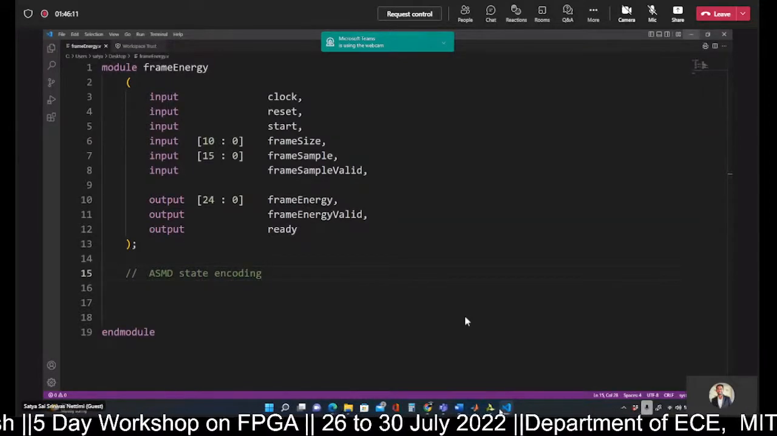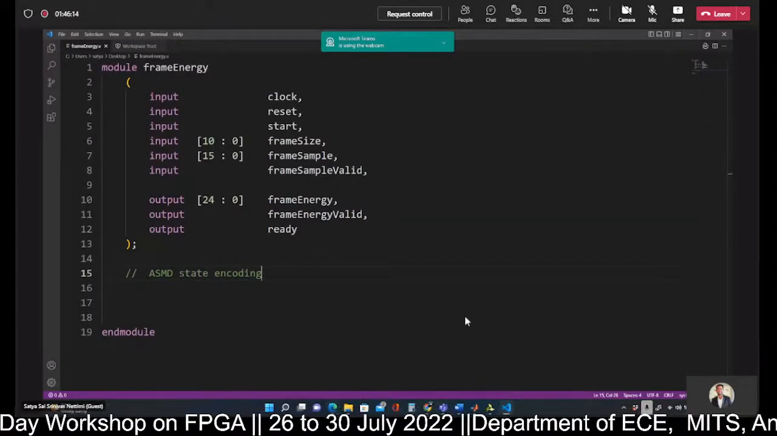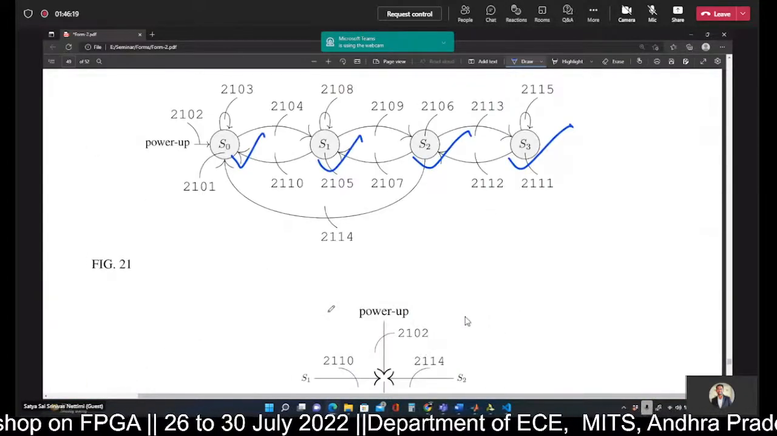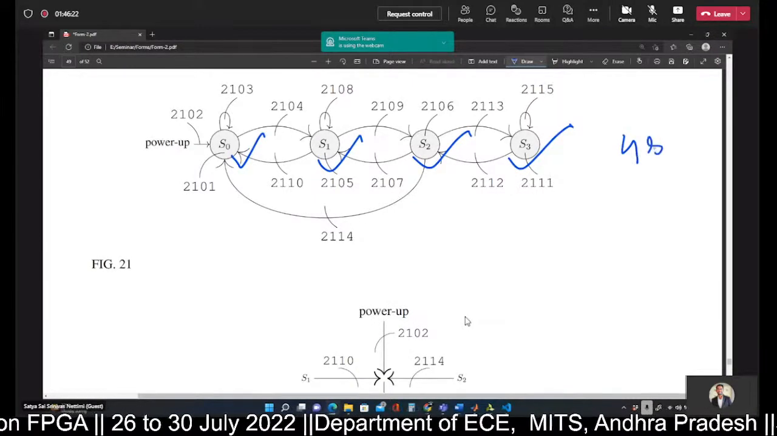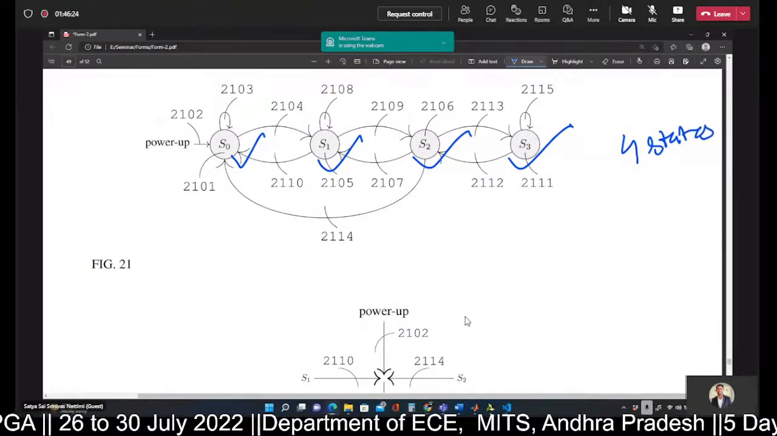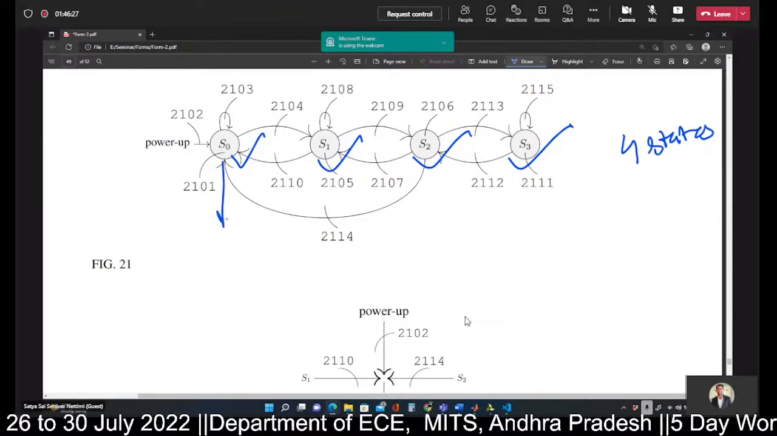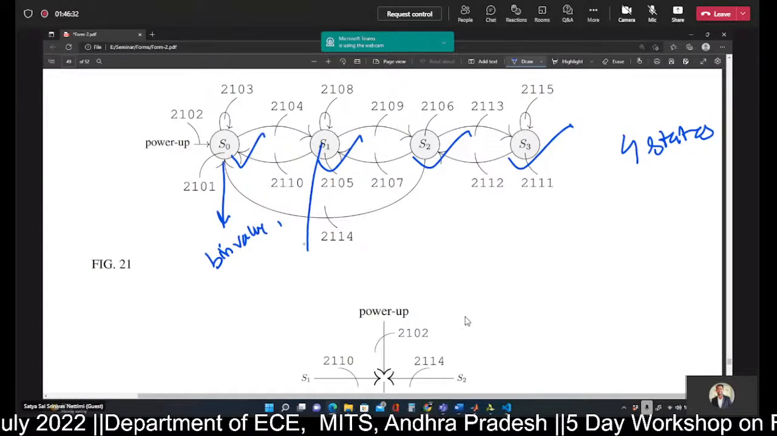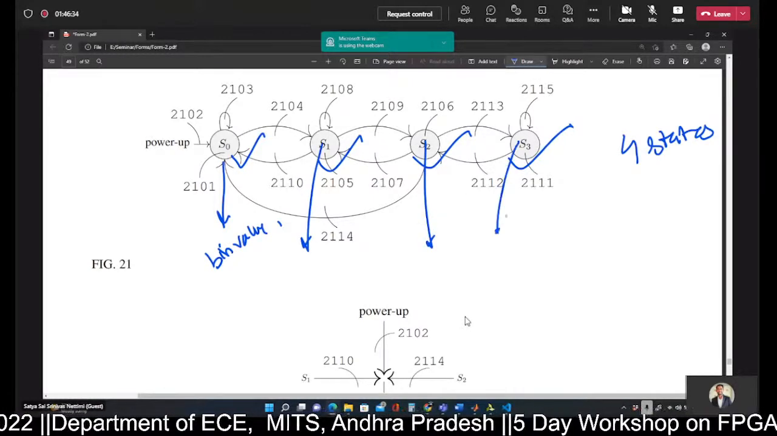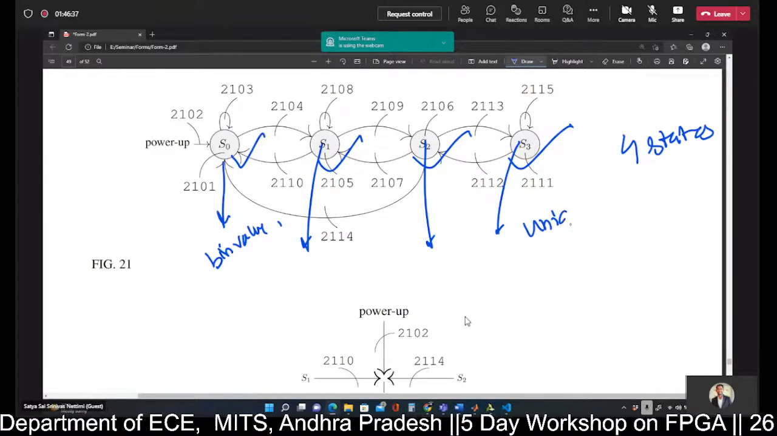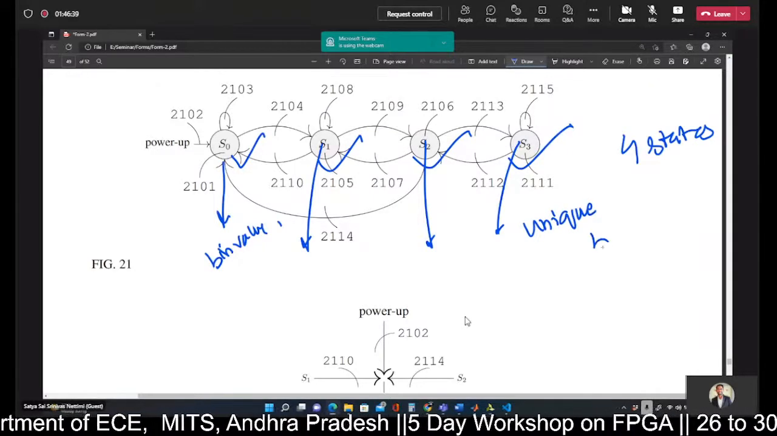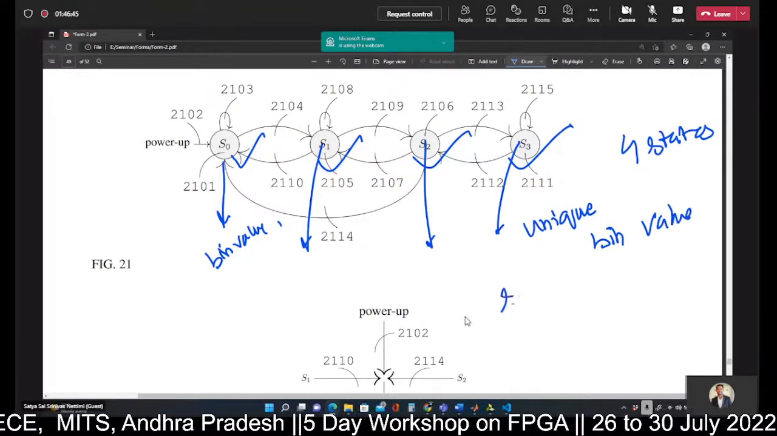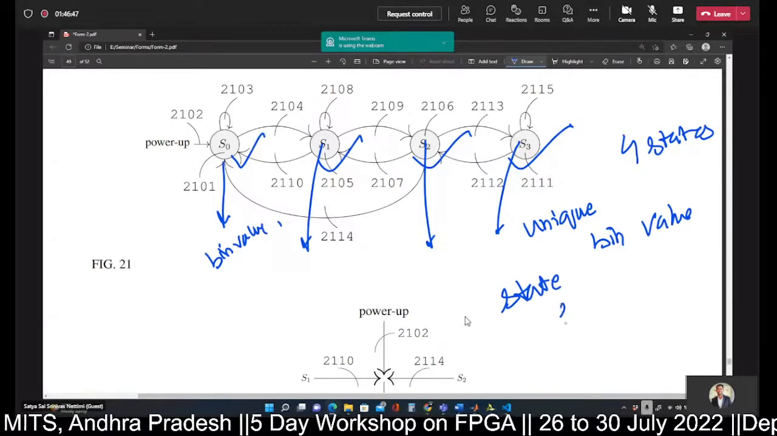What does state encoding mean? You can see here we have three states. I think in this diagram we have four states, right? Each state is given a binary sequence or a binary value. Each state is represented with a unique binary value. That we call state encoding.